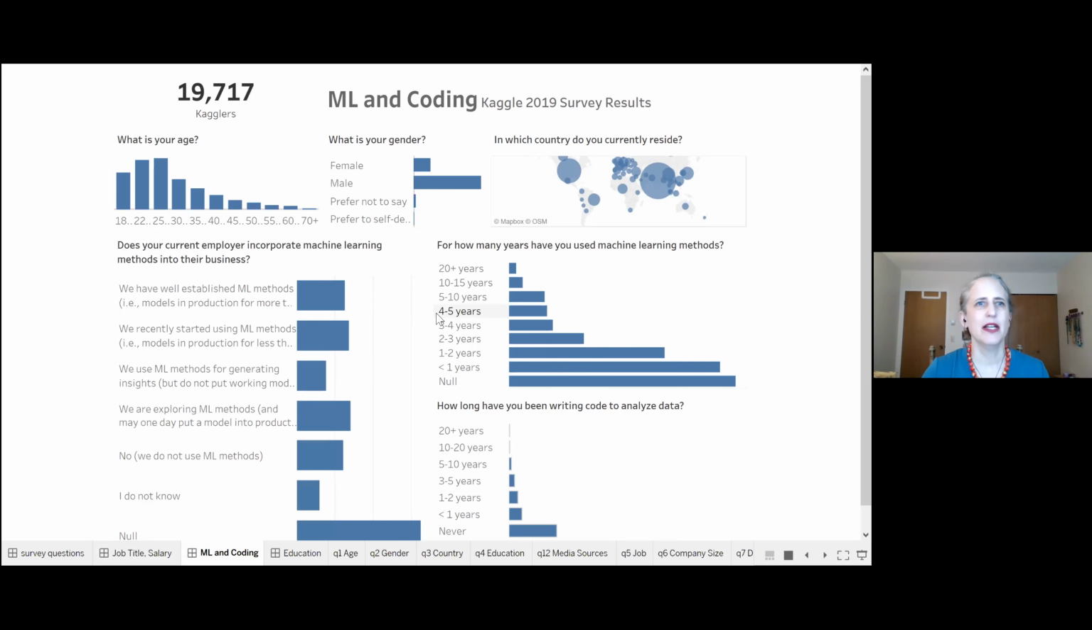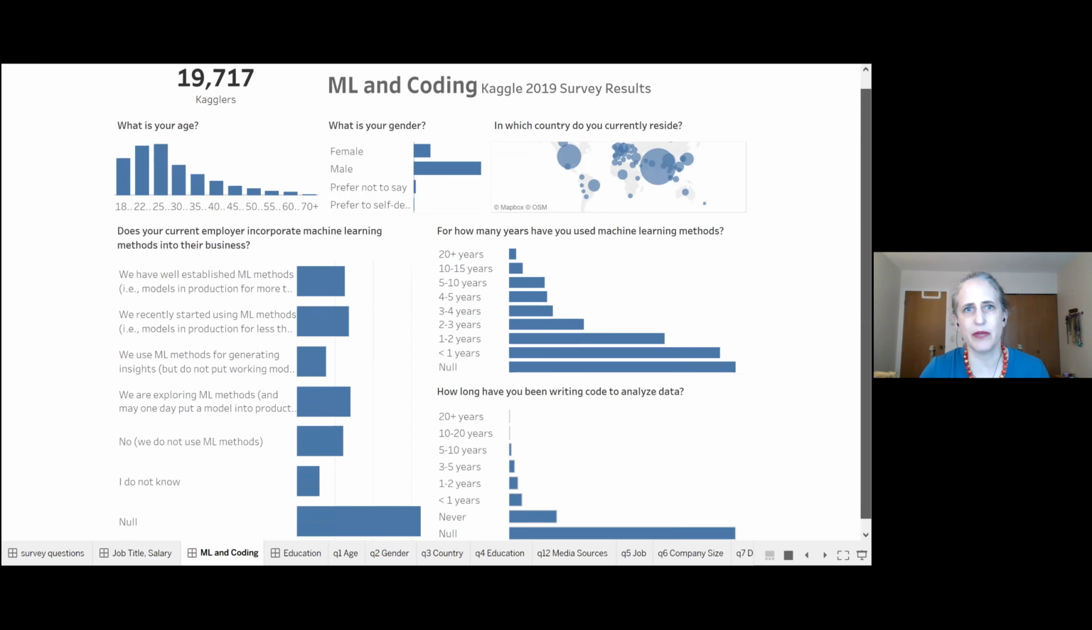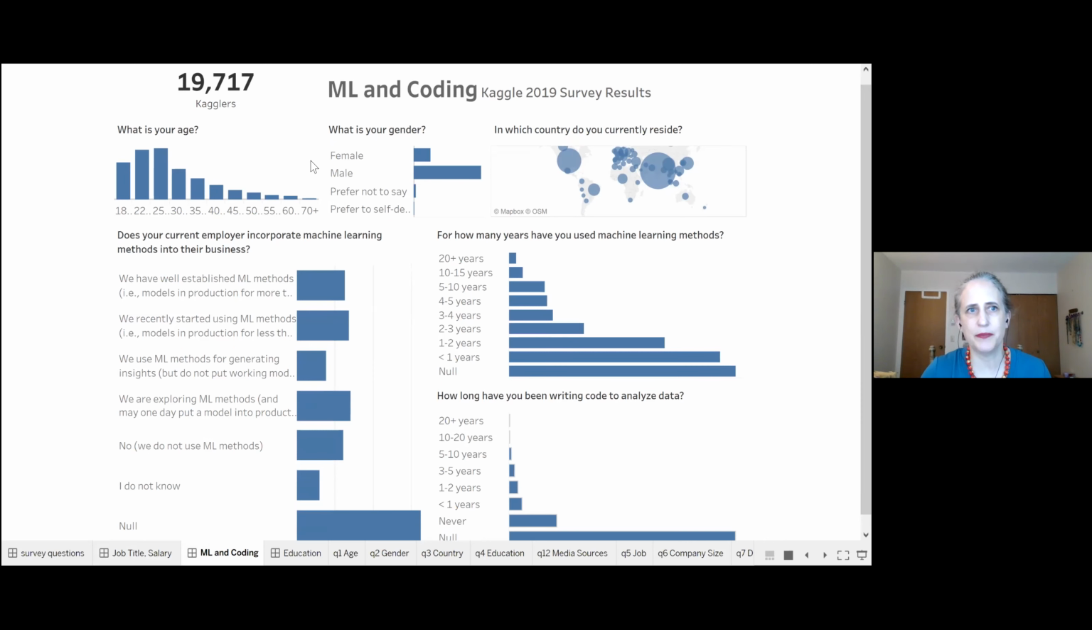Okay, good. So the other thing that I put into this Tableau dashboard format is the machine learning and coding. This will tie in with the winning notebook, so stay tuned. How many years have you used machine learning methods?